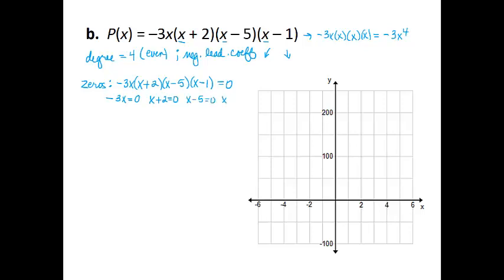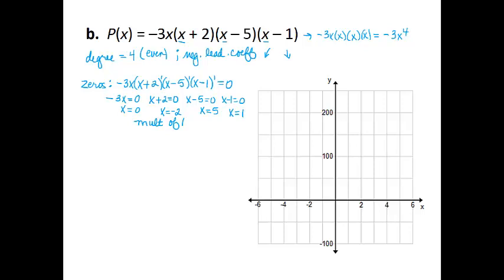Doing that gives us x equals 0, right? We divide negative 3x equals 0 by negative 3 to get x equals 0. x plus 2 equals 0 gives us x equals negative 2. x minus 5 equals 0 gives us x equals 5. And x minus 1 equals 0 gives us x equals 1. Notice that each of these has a multiplicity of 1 because the factor that represents that zero has an exponent of 1.